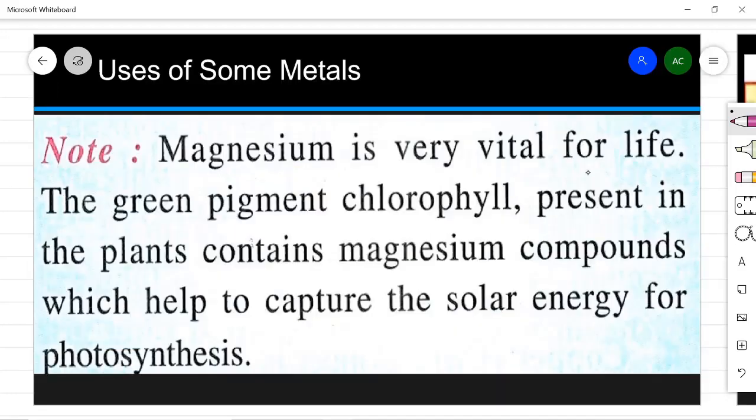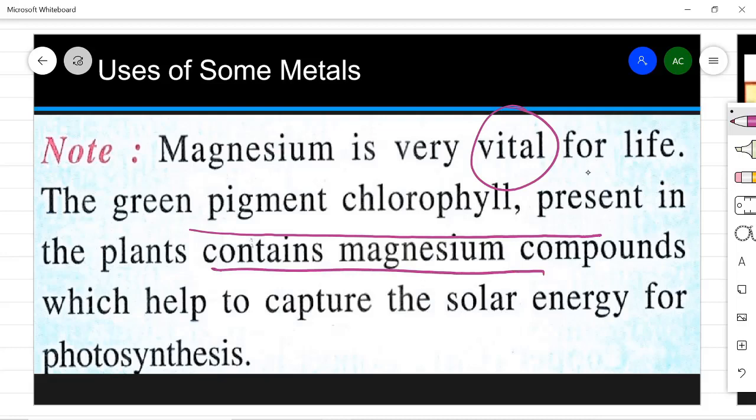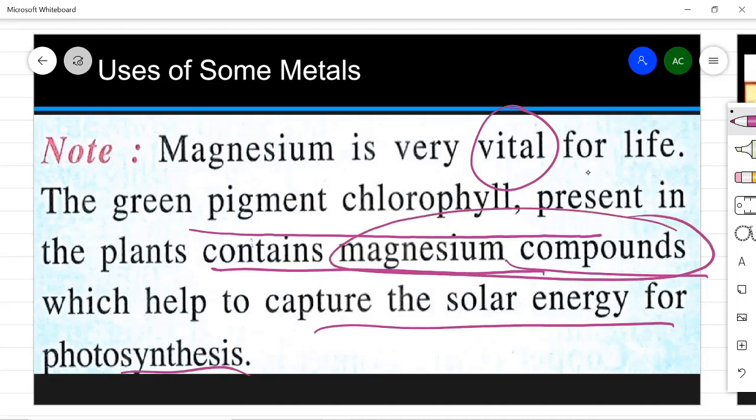Magnesium is very vital for life. Very vital means very important for life. The green pigment chlorophyll which is present in the plants, and what is the function of chlorophyll? Traps the solar energy for photosynthesis. So, this green pigment chlorophyll which is present in plant actually contains magnesium compounds. So, magnesium बहुत important है एक तरह से. Indirectly magnesium is preparing oxygen, and this chlorophyll captures the solar energy for photosynthesis. And who is actually doing that? Magnesium compound.